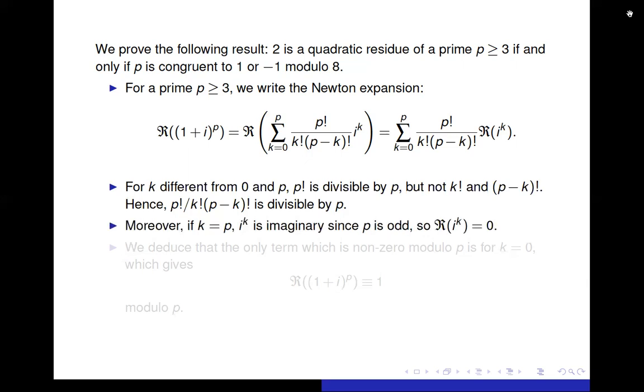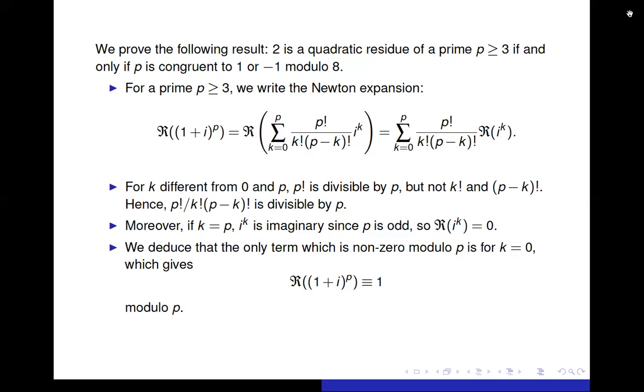But for k equals p, the term is also 0 because i^k is imaginary, because p is odd, so i^p is i to an odd power, so it's imaginary, and then the real part is 0. So I can also discard the term k equals p. So the only remaining term, which is not divisible by p, is for k equals 0, and the term for k equals 0 is just equal to 1. So I get that the real part of (1 + i)^p is congruent to 1 modulo p.